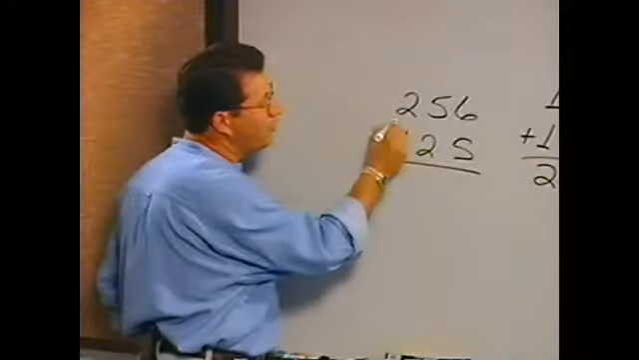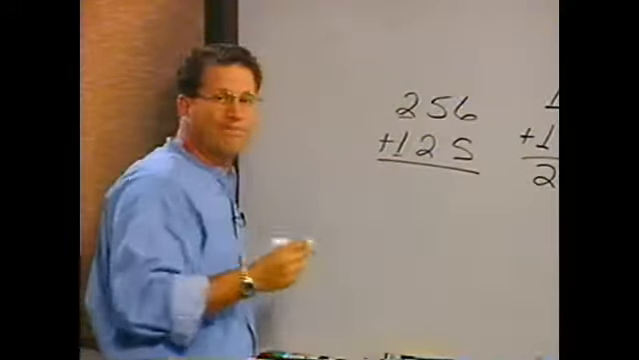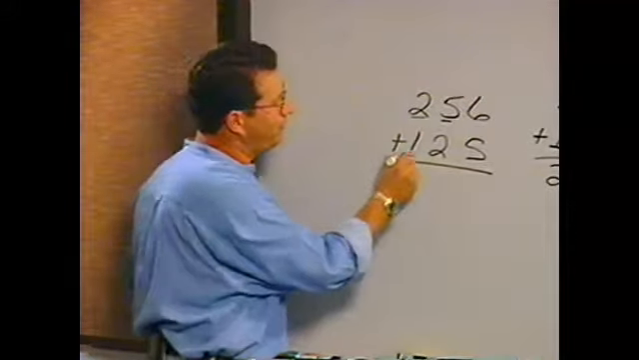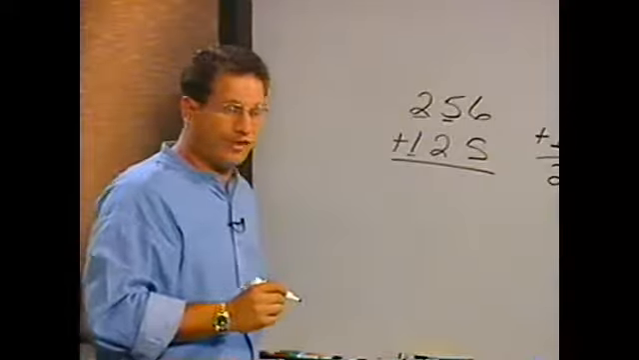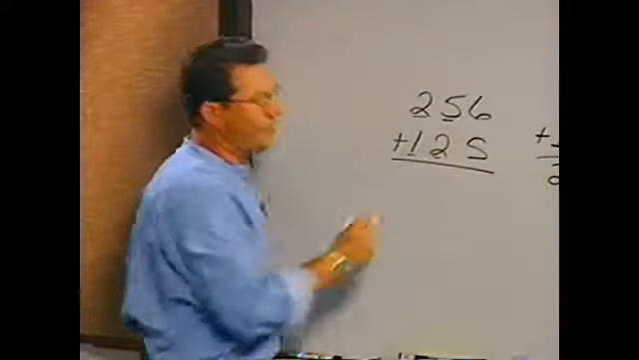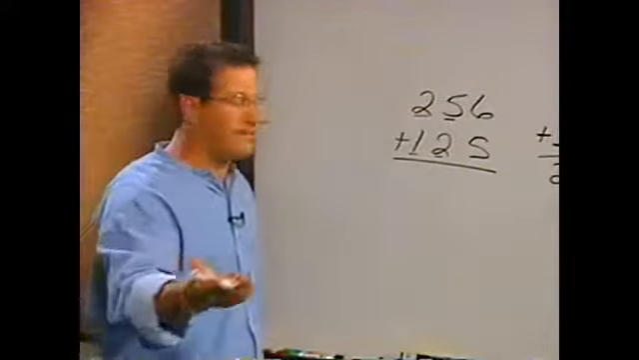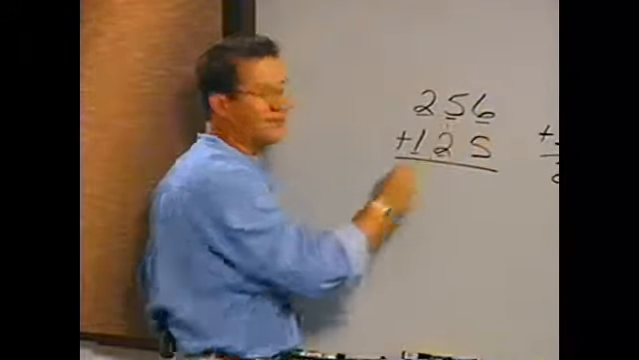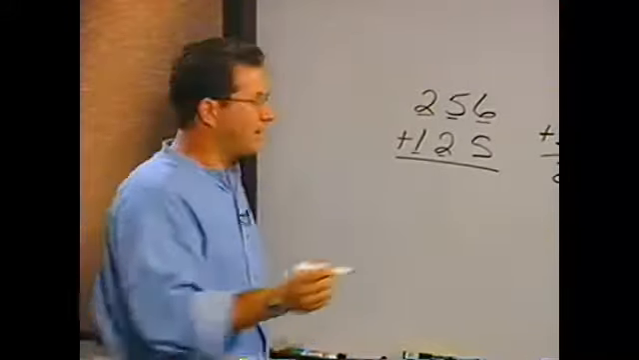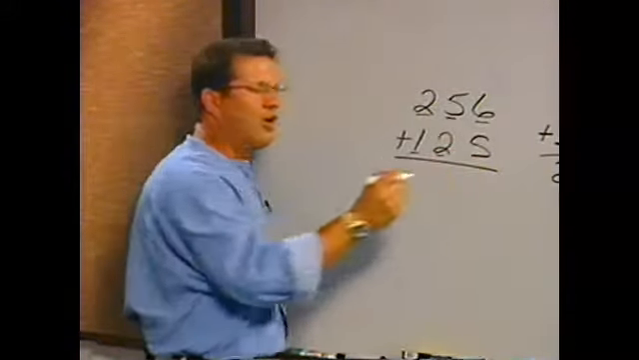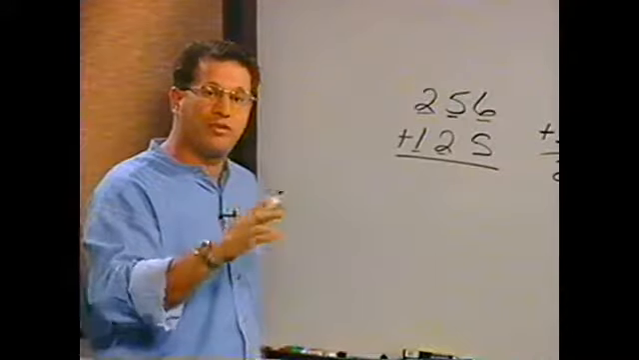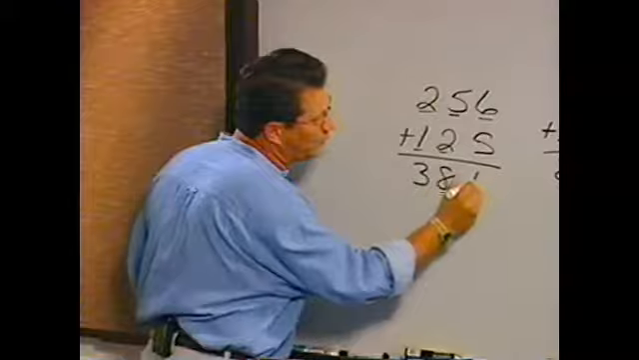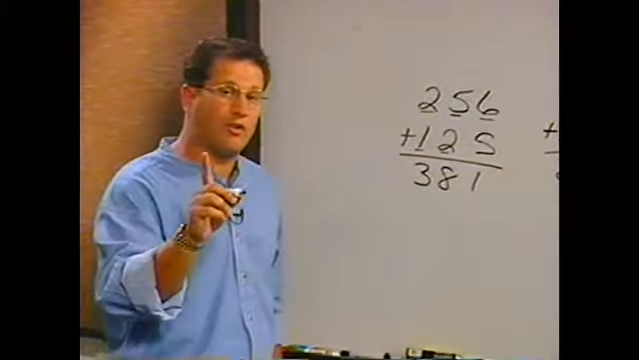Starting on the left, 200 plus 100. How much is that? 300. Up to the 50, what's 300 plus 50? 350. Add 20 more. 370. And then we go to the ones. What's 370 plus 6? 376. And now we add 5 more. What's 376 plus 5? You should get 381.